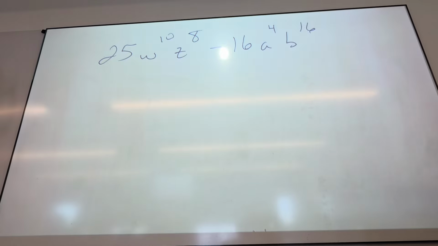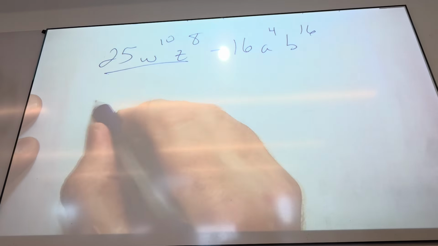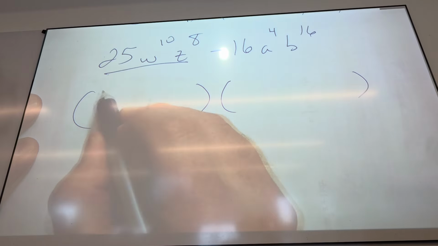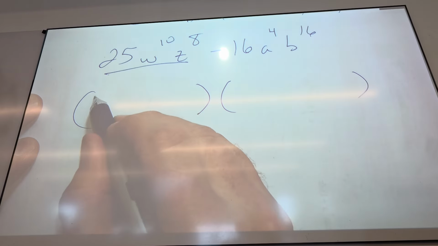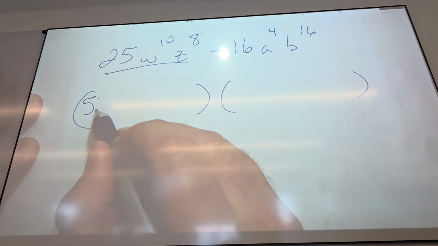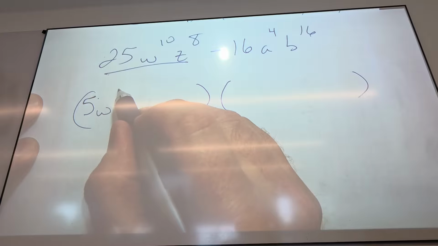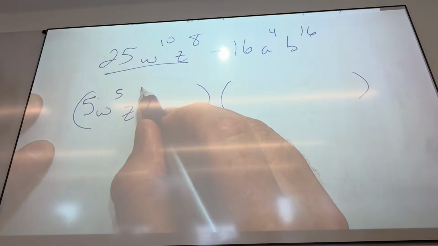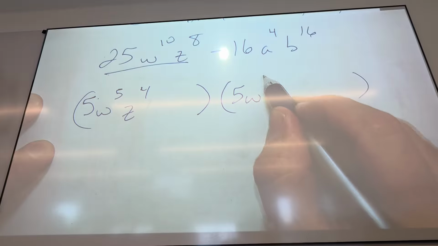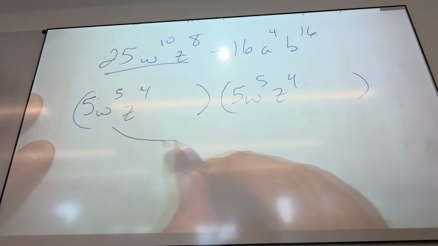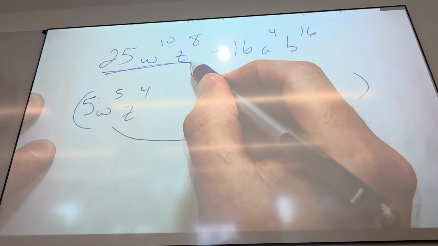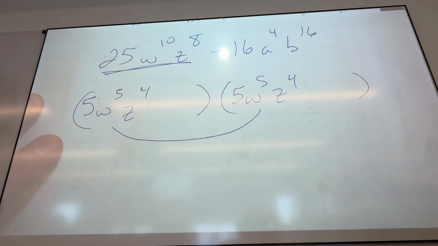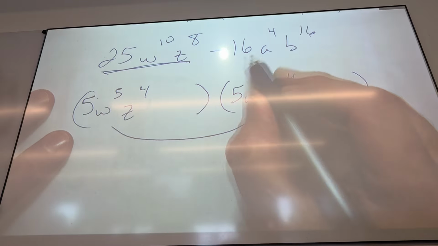So here, if I cut him in half, what's half of this multiplicatively? 5, w to the, no, cut it in half, 5. Fifth, cut it in half, z to the 4. And if I put this over here also, if I start to FOIL it, don't I get this back? Of course I do. I cut it in half, so when I put it back together, I get a whole one. That's amazing. And then, what about this guy?